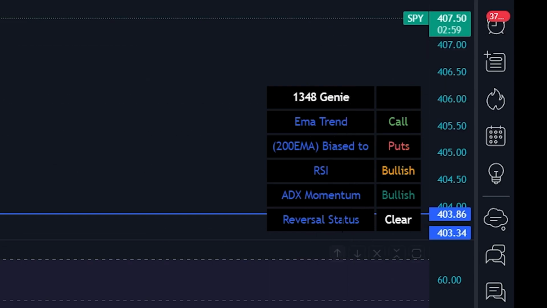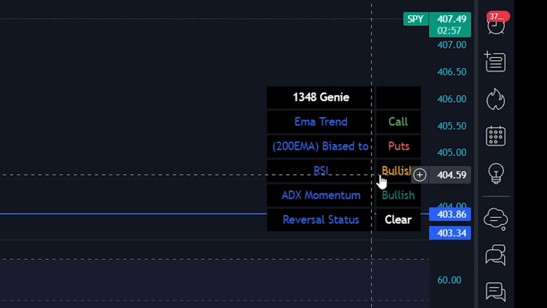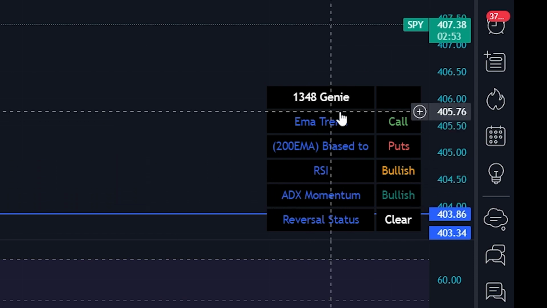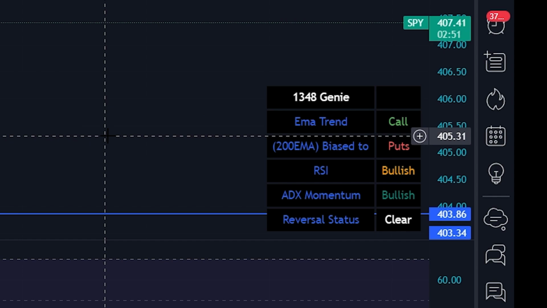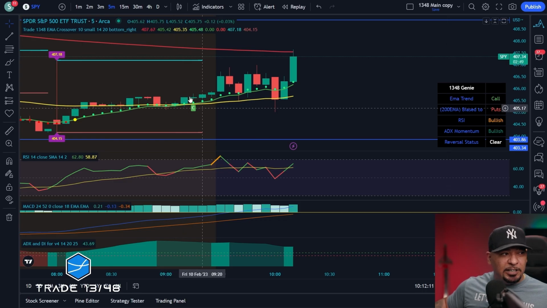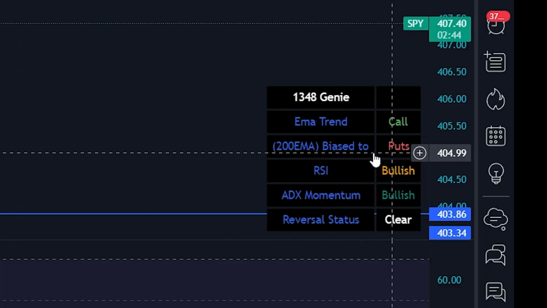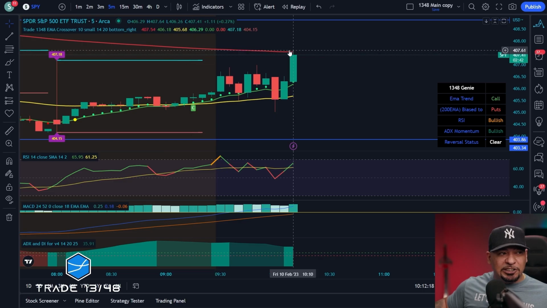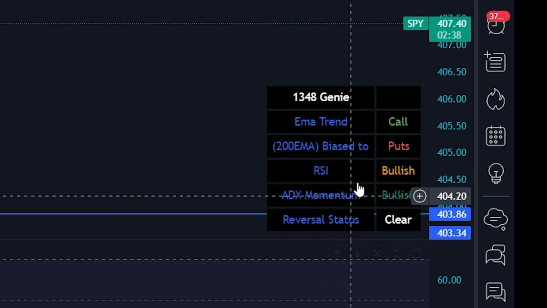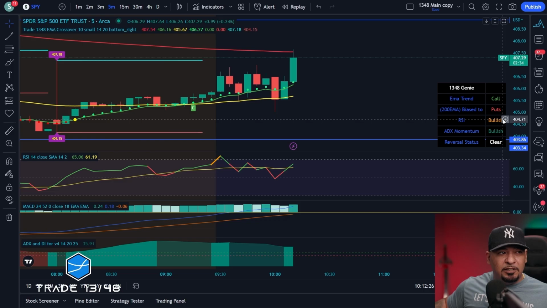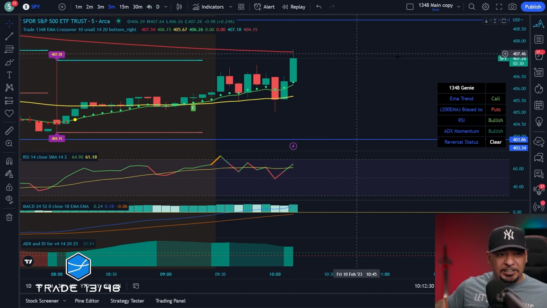Now, here on this side, we have what's called the 1348 Genie. The 1348 Genie is going to remind you of the rules, okay? Now, the EMA trend, the 1348 cross, is currently in a call, but we're biased to puts because price action is below the 200 EMA. Now, RSI is bullish. We will wait for that indication to show overcooked, right? But as you can see right now, price action is showing sensitivity to this level.